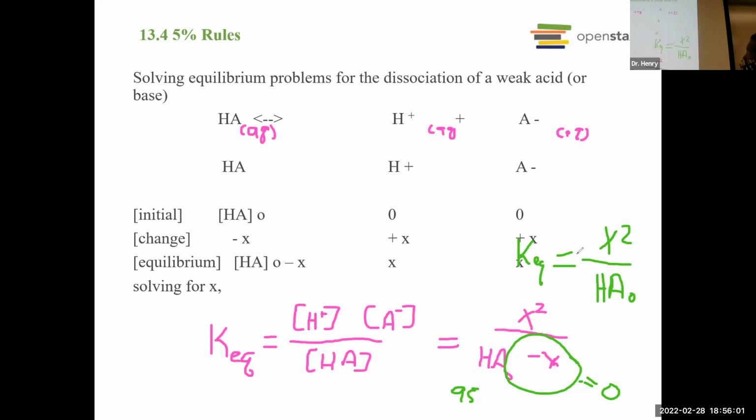So then we could just solve for x this way. We would just say Ka times HA naught equals x squared. So then x is going to equal the square root of HA naught times Ka.